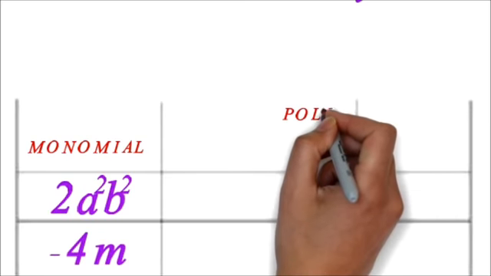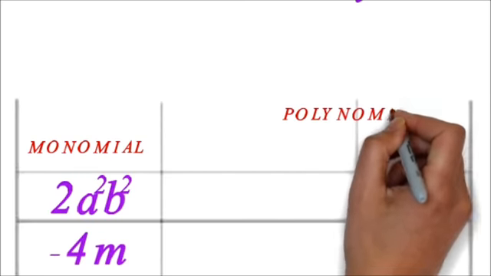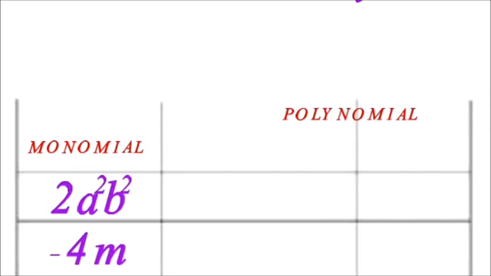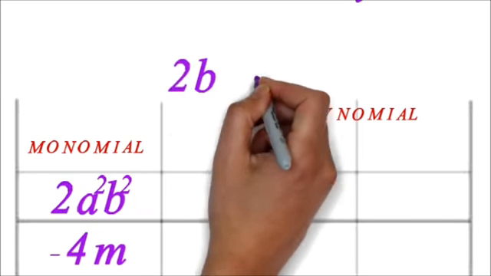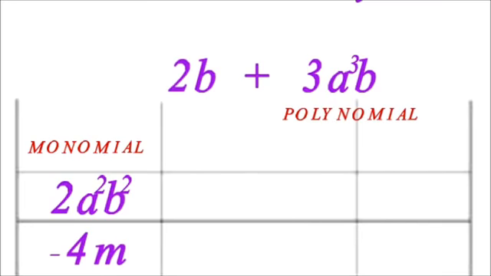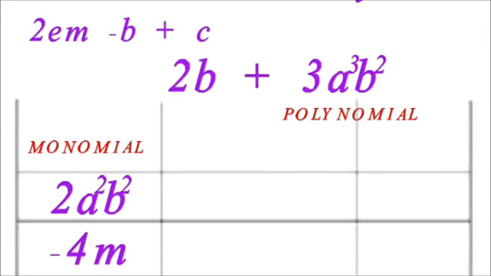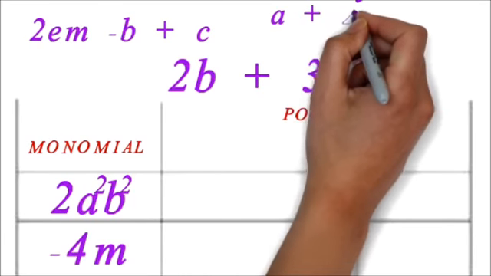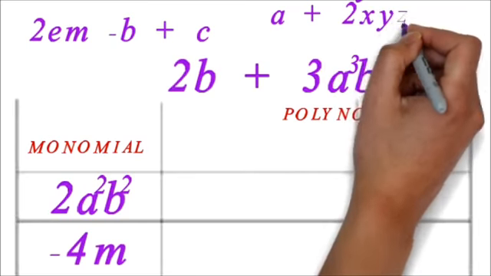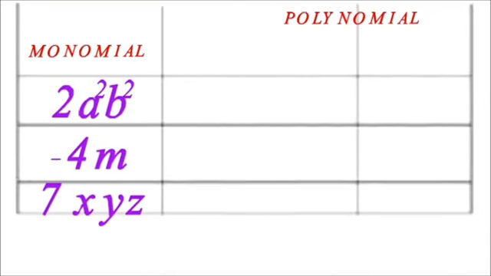A polynomial is an algebraic expression of more than one term. Example, we have 2b plus 3a cubed b squared. There are two terms here. Also, 2m minus b plus c is also a polynomial. There are three terms. a plus 2xyz minus 3 is also a polynomial.